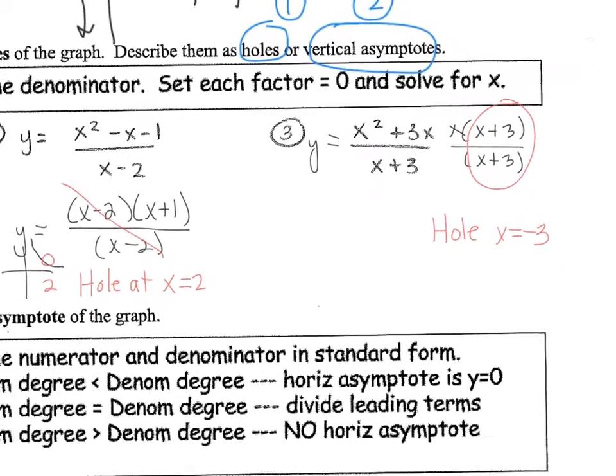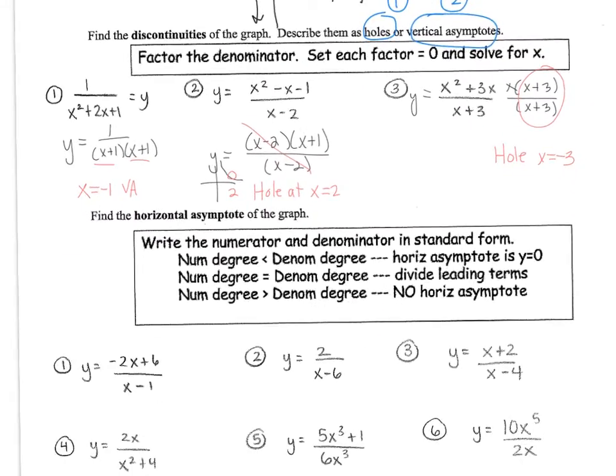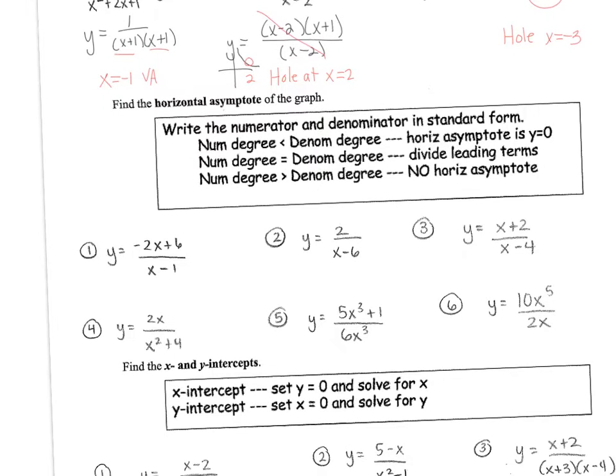So you can have holes, you can have vertical asymptotes, and you can have horizontal asymptotes. So to find horizontal asymptotes, you're going to look at the degrees of the numerator and the denominator. So if the numerator degree is less than the denominator, then there's a horizontal asymptote at y equals 0. If the degree on the top is less than on the bottom, as x gets closer and closer to infinity, you're dividing by a greater number, so that's why it's going to turn into 0.